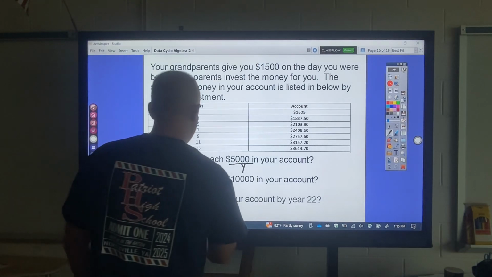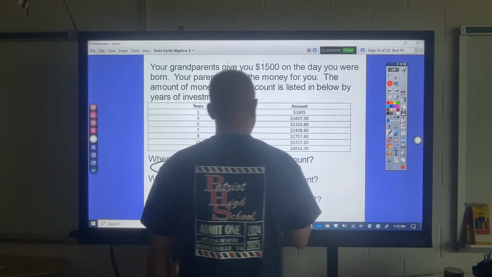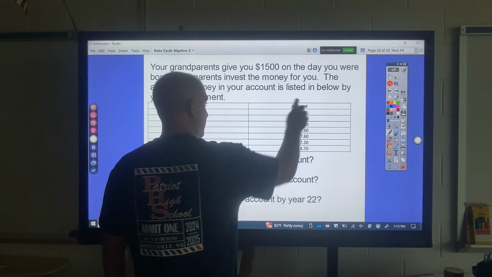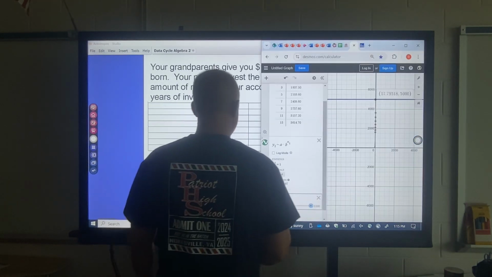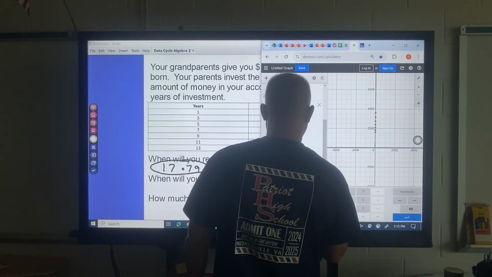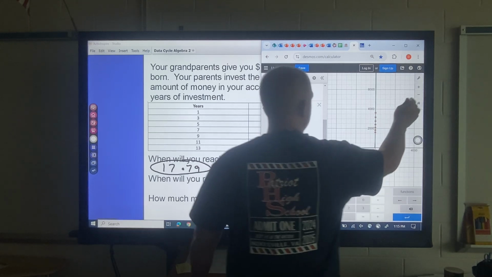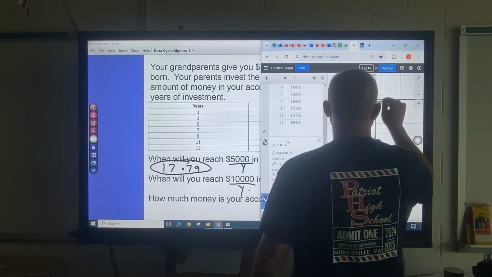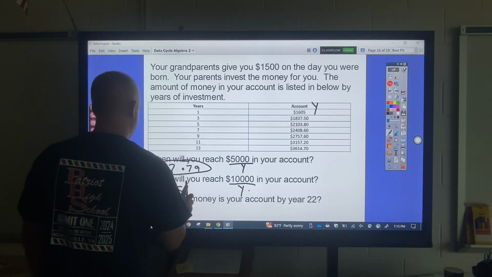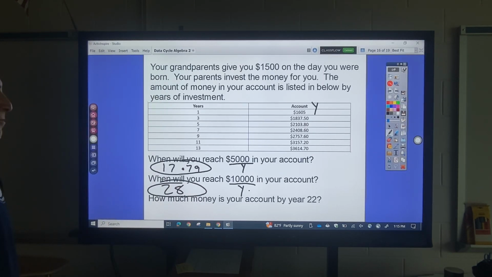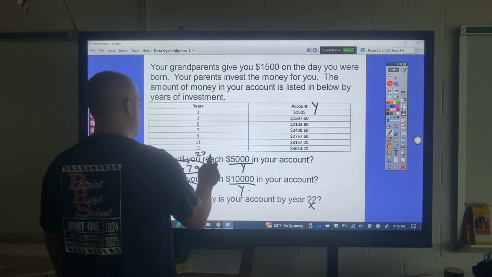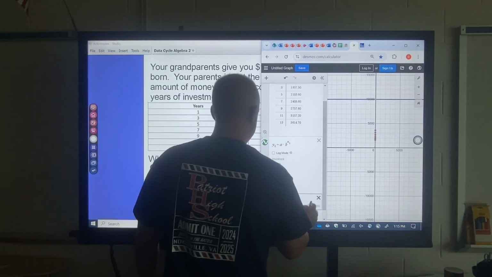When will it reach $10,000, okay? That's also a y equals, okay? Because that money is in that column, that's the y column. That's about 28.03 years, so about 28 years. Okay, how much money will be in your account by year 22? That's an x, because that would be 22 in there. So I go x equals 22.